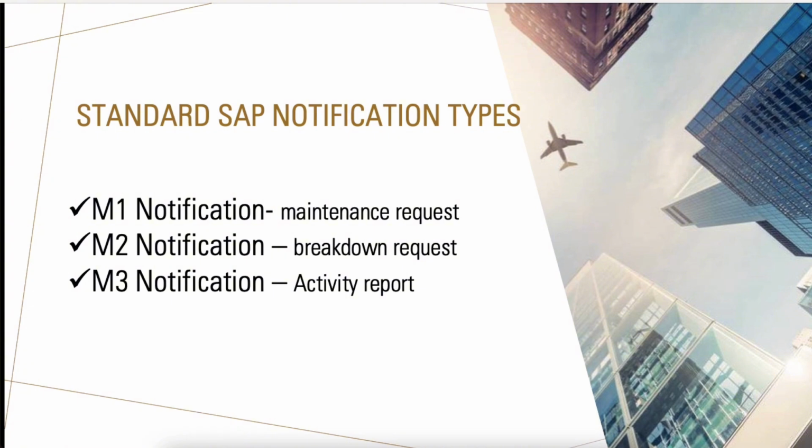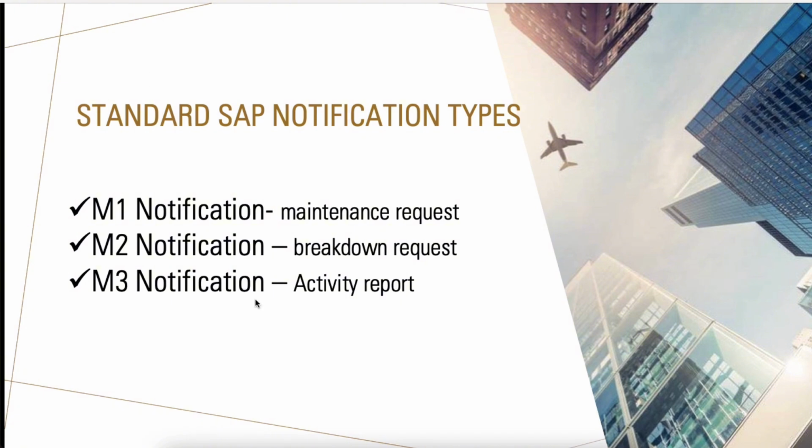All right, so let's see this. Under the standard notification types, we have the M1, the M2, and the M3. The M1 notification is the maintenance request. The M2 notification is the breakdown request. And the M3 notification is the activity report. Of course, you might see that your system has M2 as a maintenance request and M1 as a breakdown request. If you see something like that on your SAP, not to worry, that is how your own SAP notification has been configured.